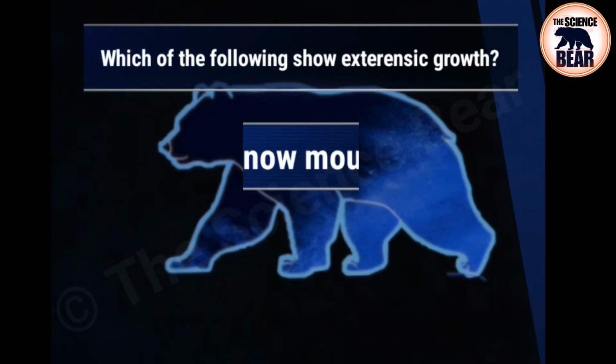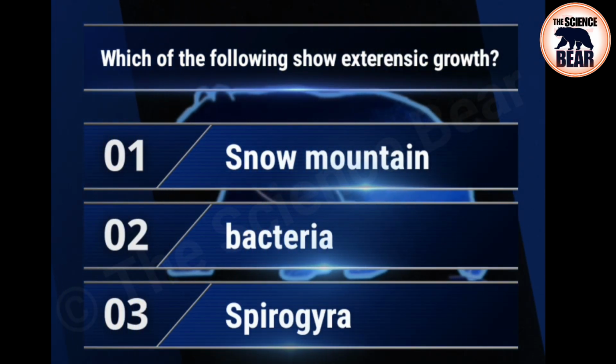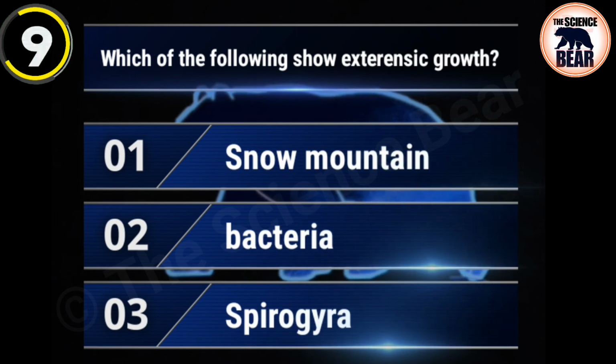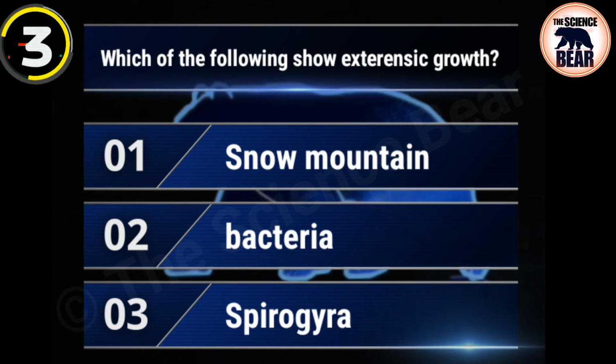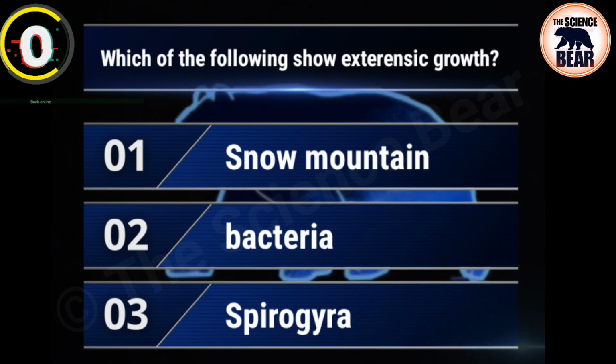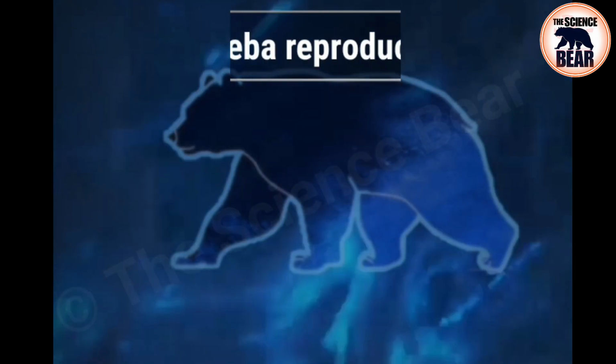Which of the following shows extrinsic growth? Snow mountain, bacteria, or spirogyra? The correct answer is snow mountain.